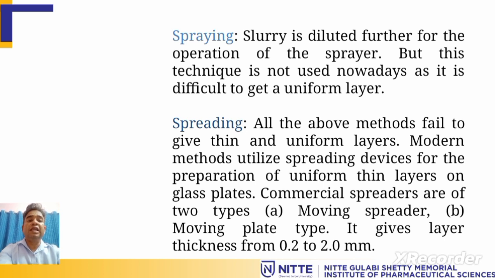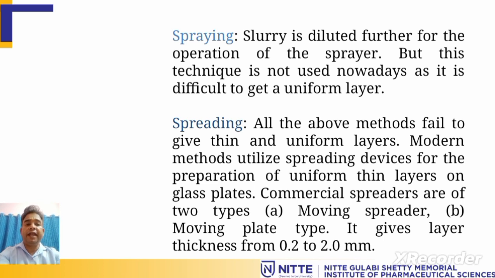All the above methods fail to give uniform layers. The modern method utilizes a spreading device for preparation of a uniform thin layer on a glass plate. Commercial spreaders are of two types: one is the moving spreader and the second is the moving plate type. It gives a uniform thickness layer of 0.2 to 2 millimeter. So depending upon the requirement, we can design the thickness of the stationary phase on the glass plate. So this is how the TLC plates are prepared.